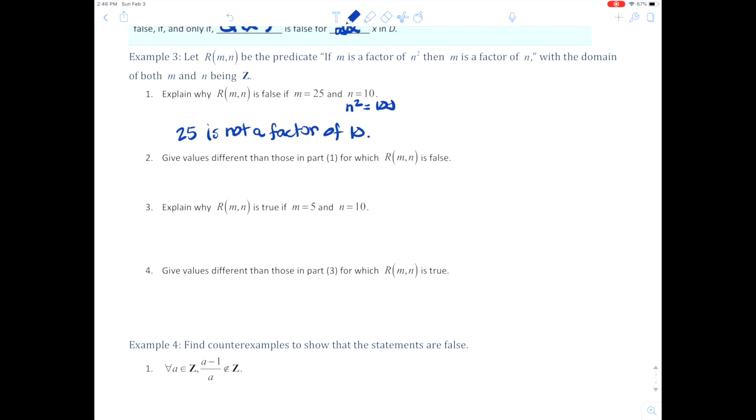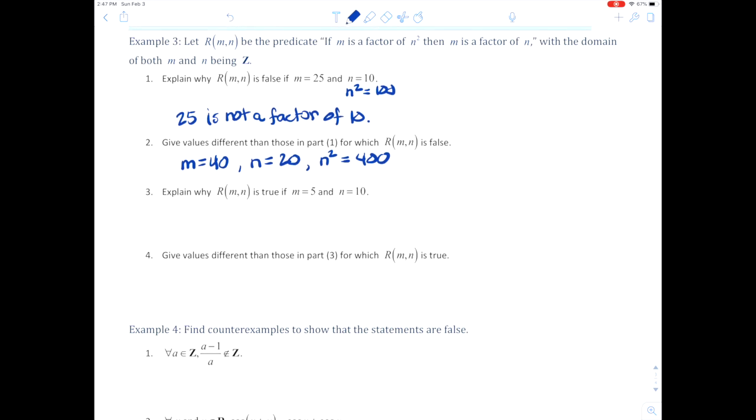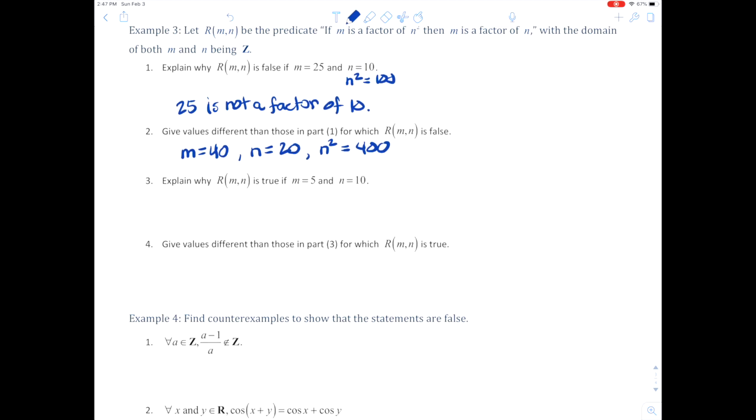All right, let's see how you did. I picked, well, if m is 40 and n is 20, 20 squared would be 400, right? And 40 divides 400, but 40 does not divide 20. And so those are my numbers for number 2. How'd you do?